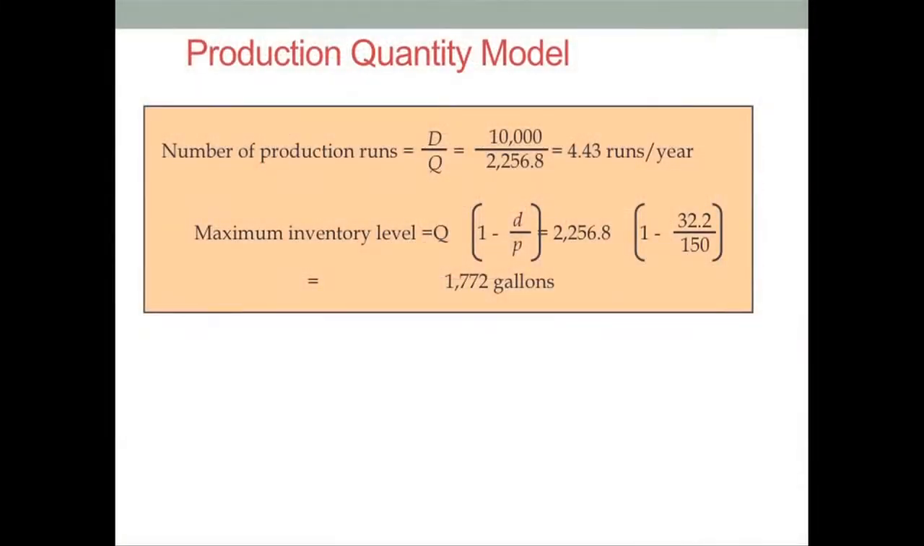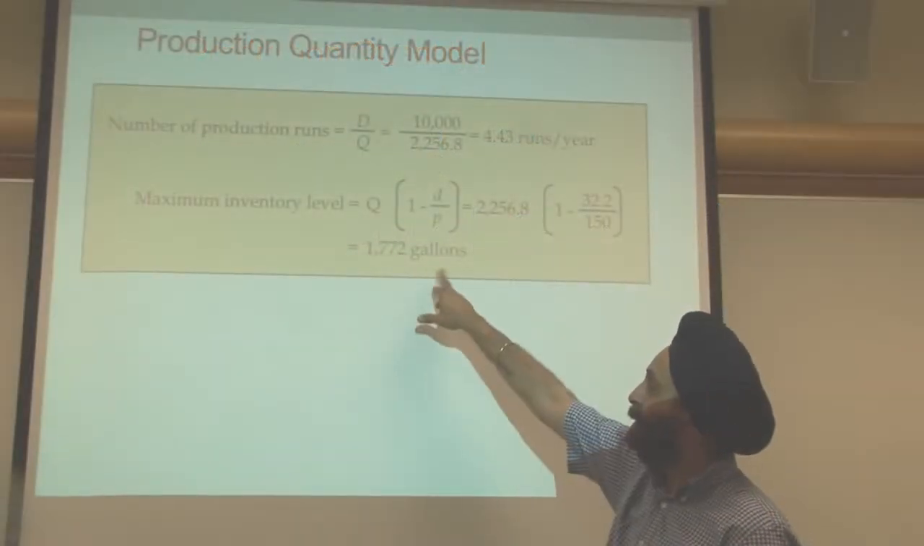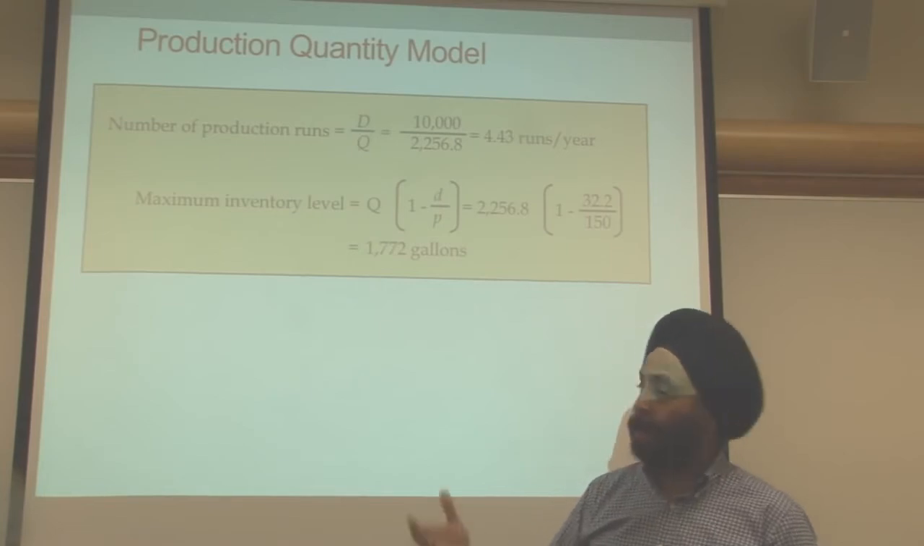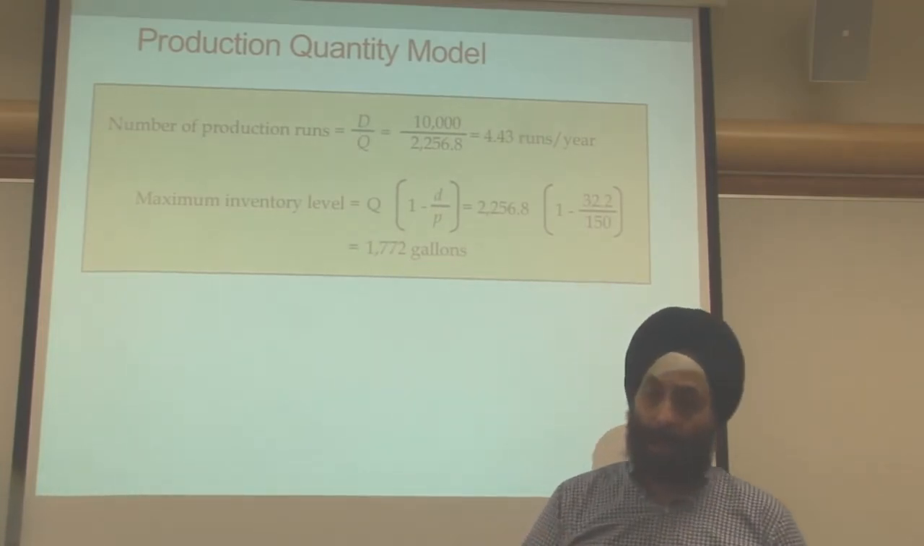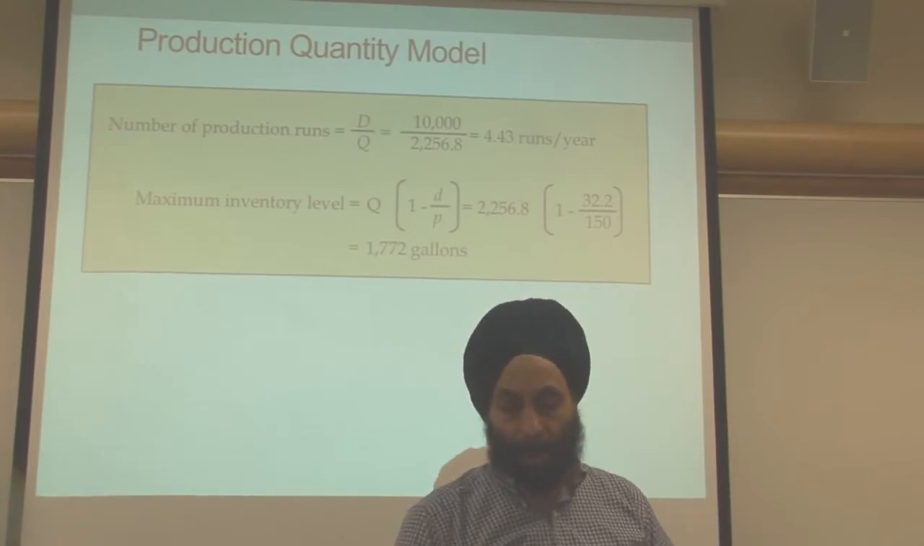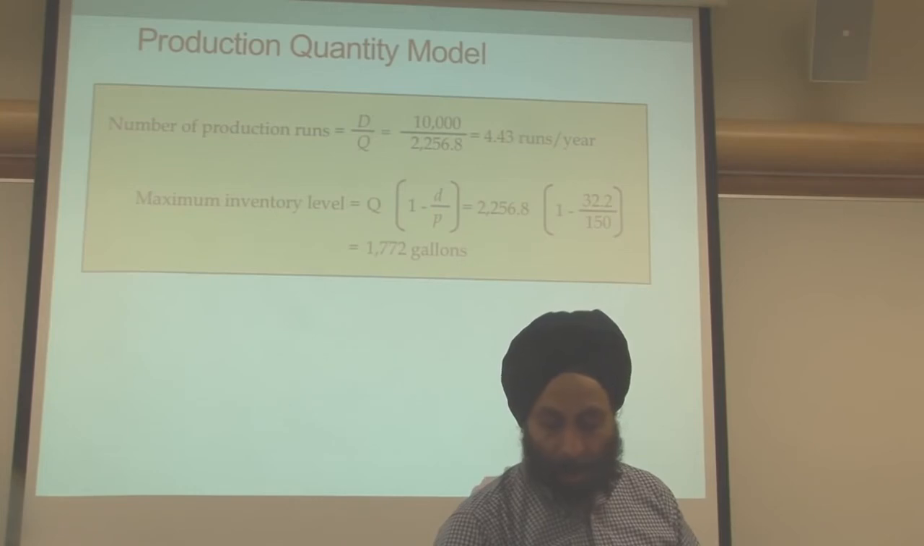The maximum inventory level at any given time in the warehouse, instead of the 2,000 units mentioned earlier, is now 1,772, because the remaining 228 units are being sold as they are being produced during the day. So that's where the adjustment comes in.